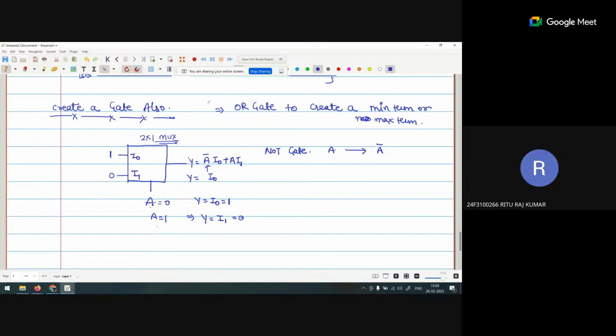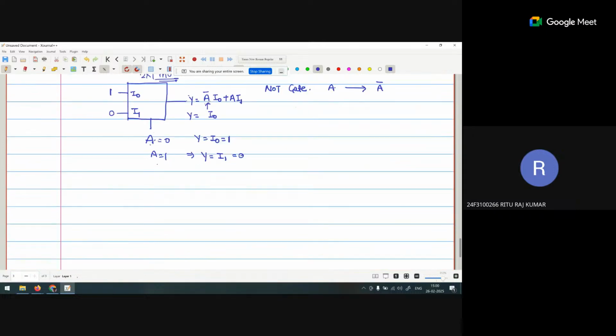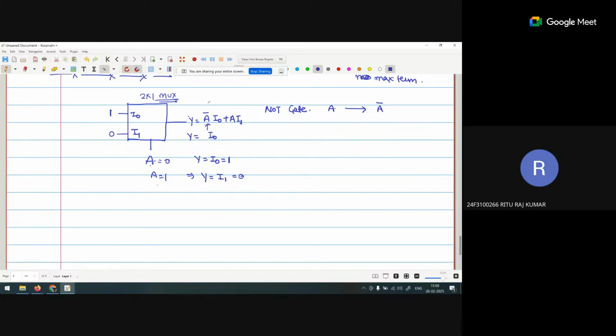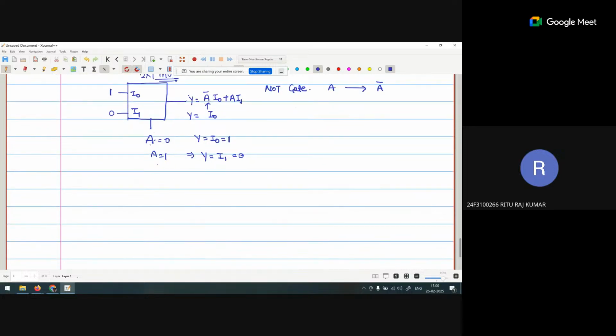Sir, can we take this multiplexer as an AND gate or OR gate? Because in both gates, if we provide both inputs the same, we get the inverse of it, and here also we are providing one input and getting the inverse of it. Yeah, so here we are getting the inverter.